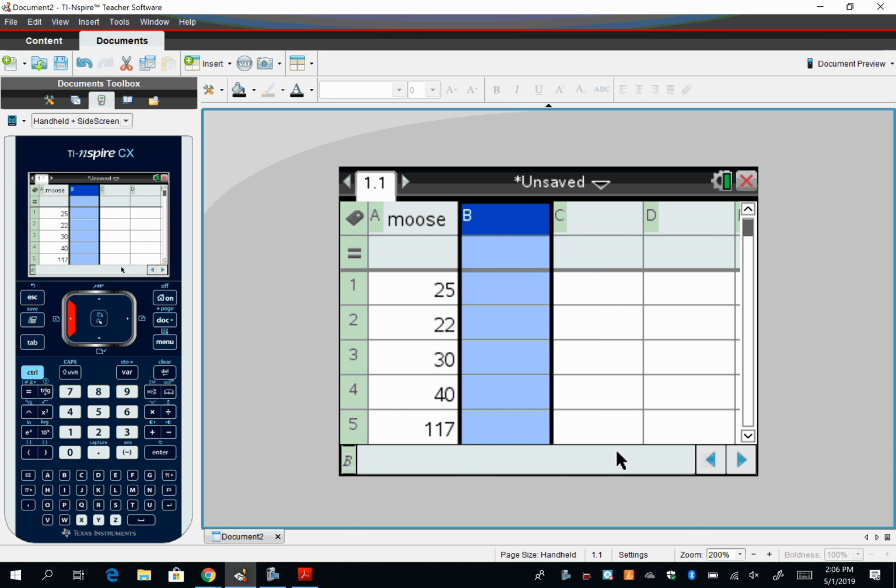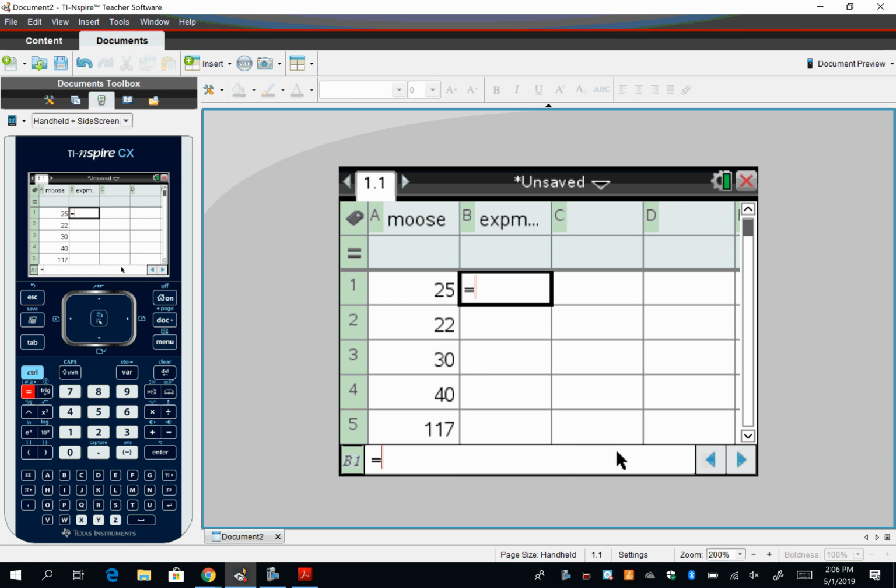What do you want to use for the second column? Expected moose. How am I going to calculate the expected moose? No, that's the degrees of freedom, if you're talking about this problem. The total number of moose times what? Very good. Times the proportion of the total acreage. So how many moose are there? How many total moose are there?